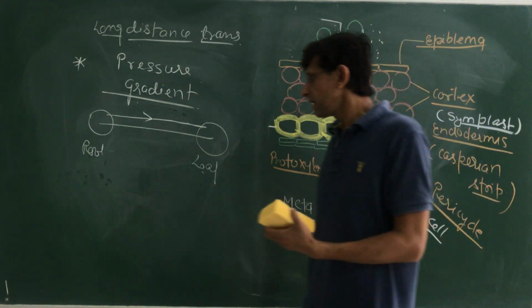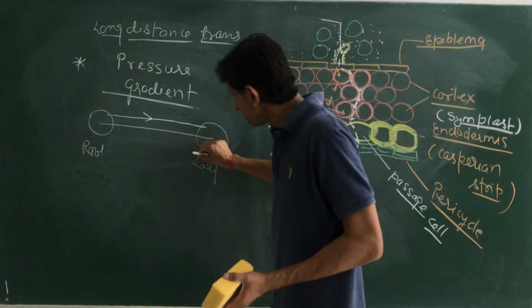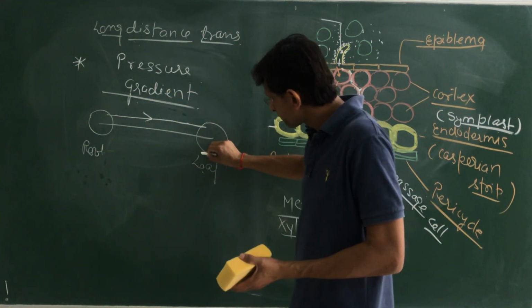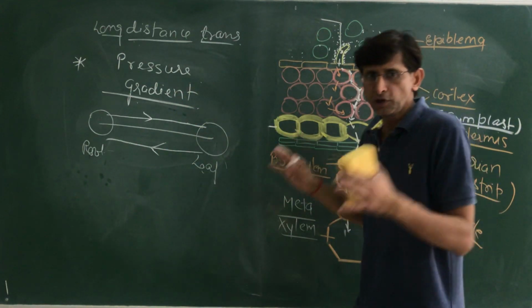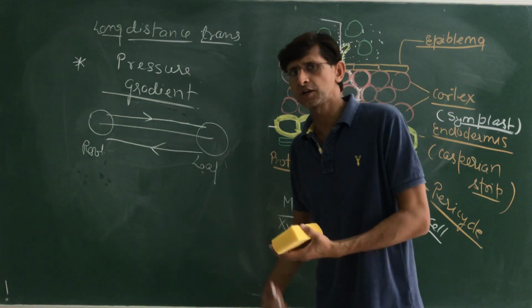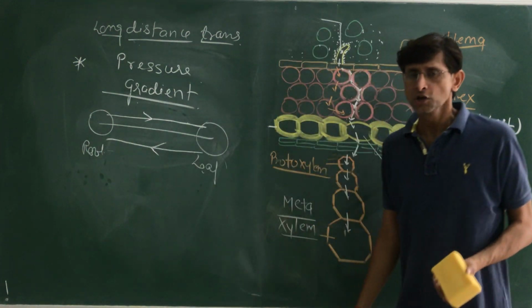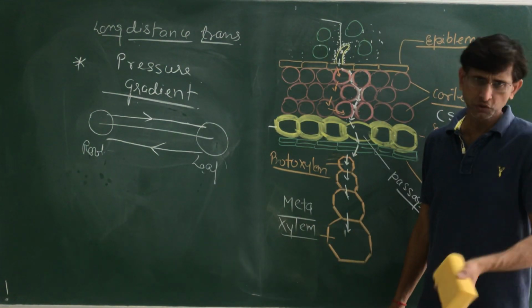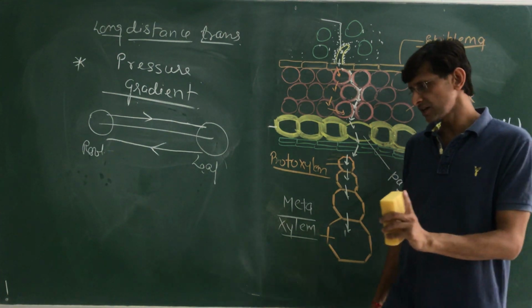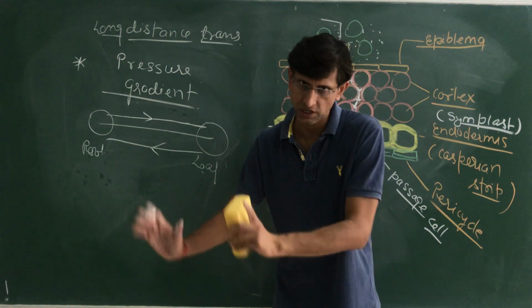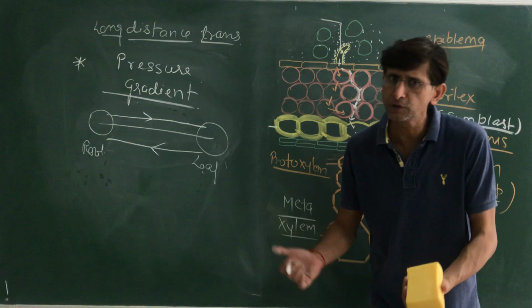And suppose in a certain movement pressure is greater in the leaf and lesser in the roots, and the material is shifted from leaf to root. So it is kind of a push from leaf to root. Such forces are considered a positive pressure gradient. So pressure gradients can be of two types, positive and negative. Positive pressure gradients are like some kind of push, while negative pressure gradients are like some kind of pull.